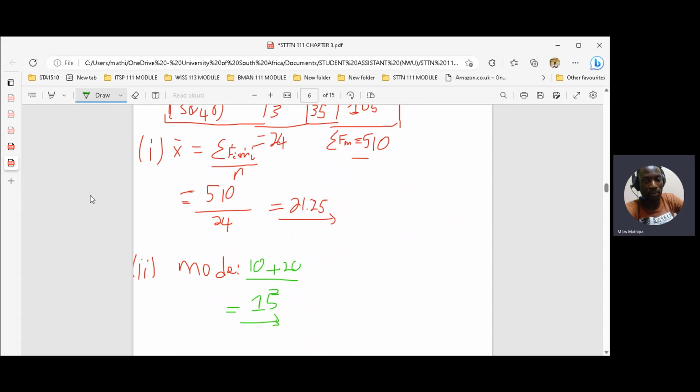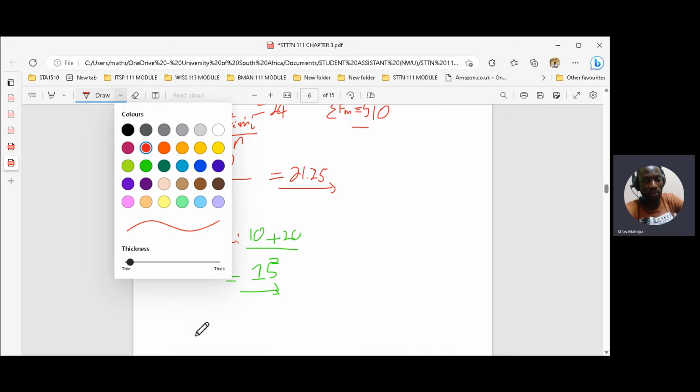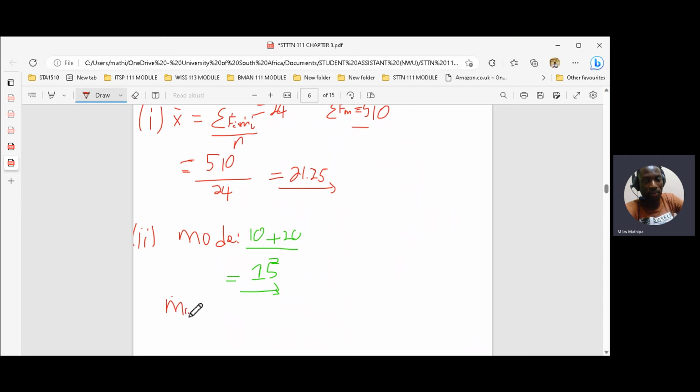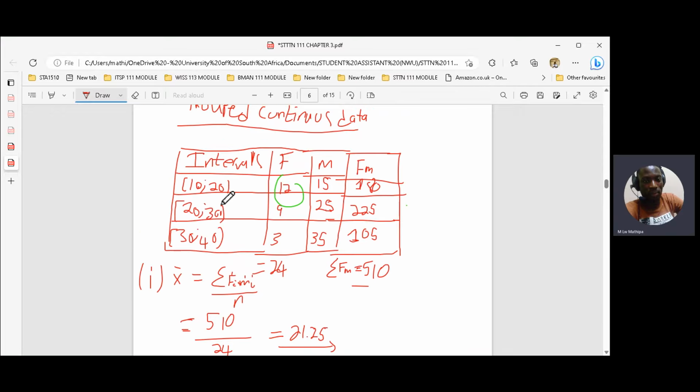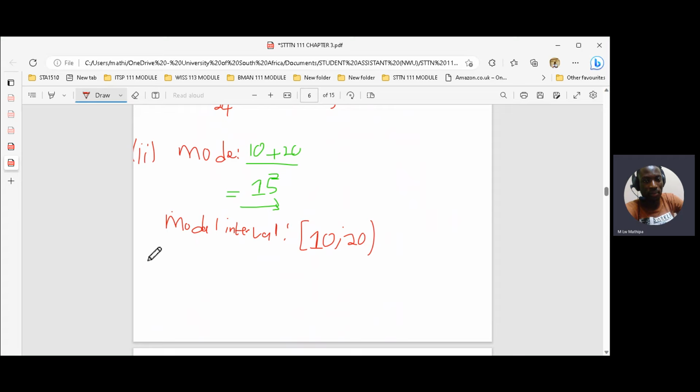And then another thing, let's talk about the modal interval. For the modal interval here, let me just write it here. If you check here, you are talking about the intervals. We look at the highest frequency, which is 10 and 20. So therefore, for this one, the modal interval is 10 and 20. That's how you calculate the modal interval. And then now we're done with mode and modal interval.